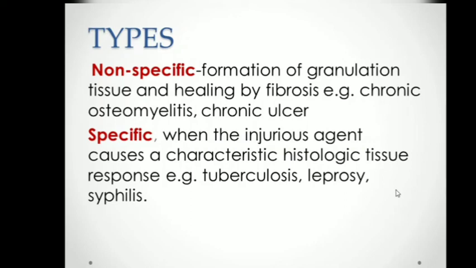So conventionally, chronic inflammation is subdivided into two types: non-specific and specific. Non-specific is when the irritant substance produces a non-specific chronic inflammatory reaction with the formation of granulation tissue and healing by fibrosis. Examples are chronic osteomyelitis, chronic ulcer, etc. Second, we have specific. Specific is when the injurious agent causes a characteristic histological tissue response. Examples are tuberculosis, leprosy, syphilis, etc. These are specific.